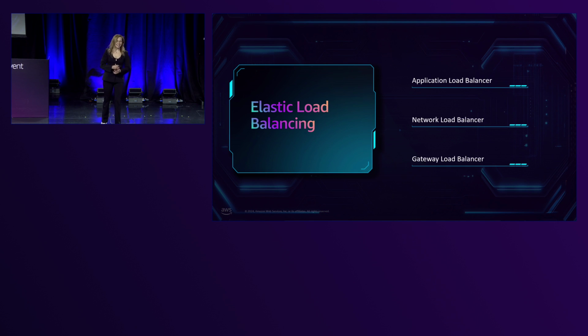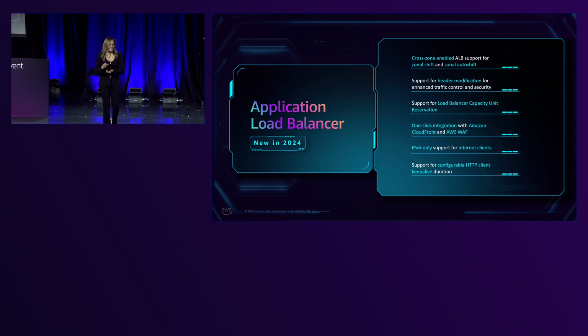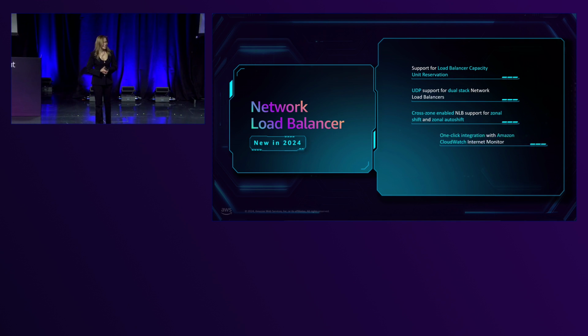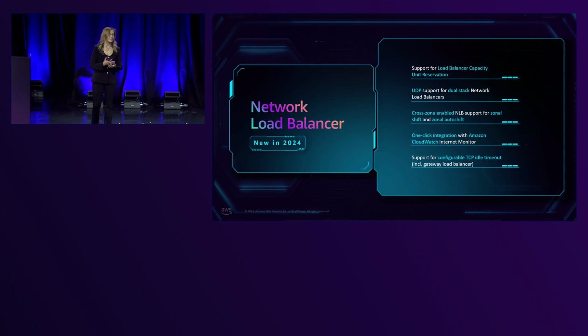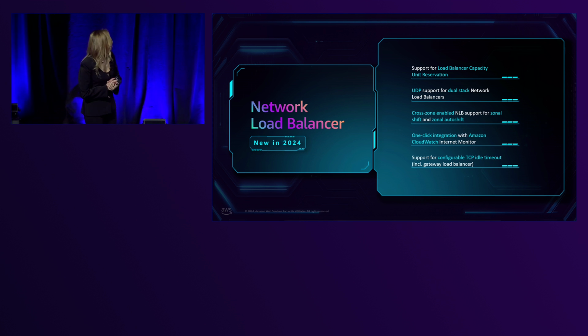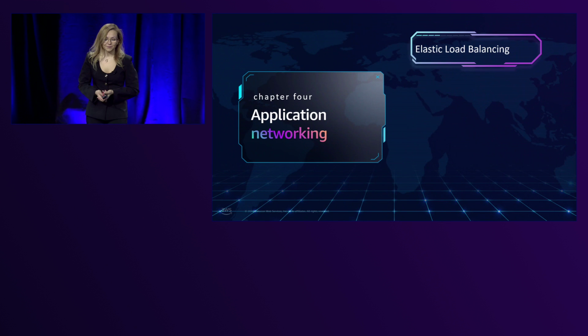We're not going to dive deeper into architectures using elastic load balancing. There are 3 types of load balancers: application load balancer, network load balancer, and gateway load balancer on AWS. And application load balancer had a very, very fruitful year. A few features that were really requested are up there, such as header manipulation or header modification. Network load balancer also had a very full year. A lot of features related to high availability and zonal failover were included, as well as configurable TCP timeout.